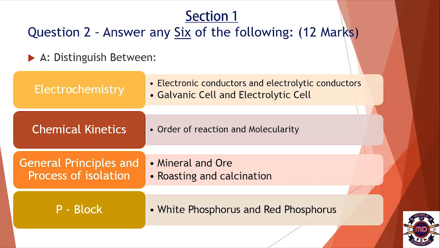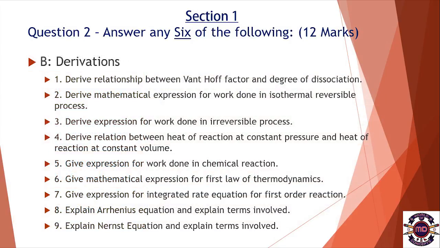In chapter number 7, P block, one of the most important is the difference between white phosphorus and red phosphorus. The second type of question would be based on the derivations. So I have made the most important 9 derivations from part 1.